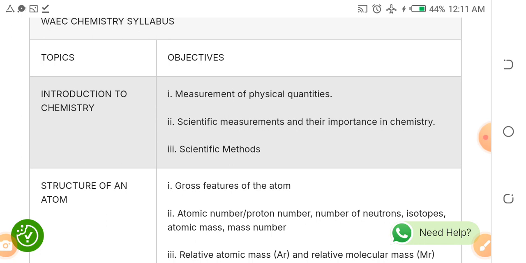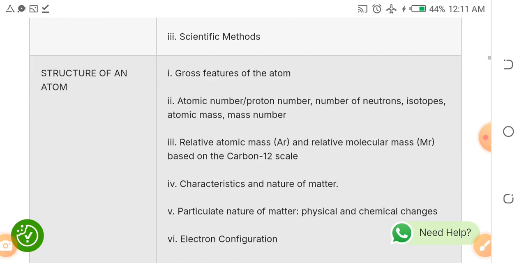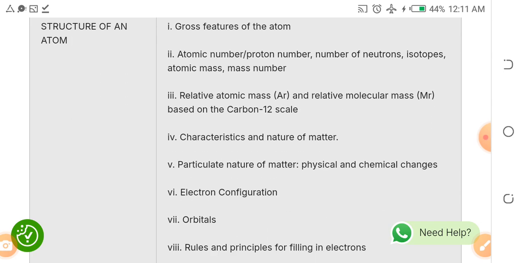There are measurement of physical quantities, structures of an atom, gross features of an atom, atomic number. Go and read up anyone I mentioned. Go and do your final revision on them, both the calculation aspect, very important, and the theory aspect. Atomic number, proton number, number of neutrons, isotopes, atomic mass number. WAEC itself were the ones that brought out this syllabus. Relative atomic mass and relative molecular mass based on carbon-12 scale.